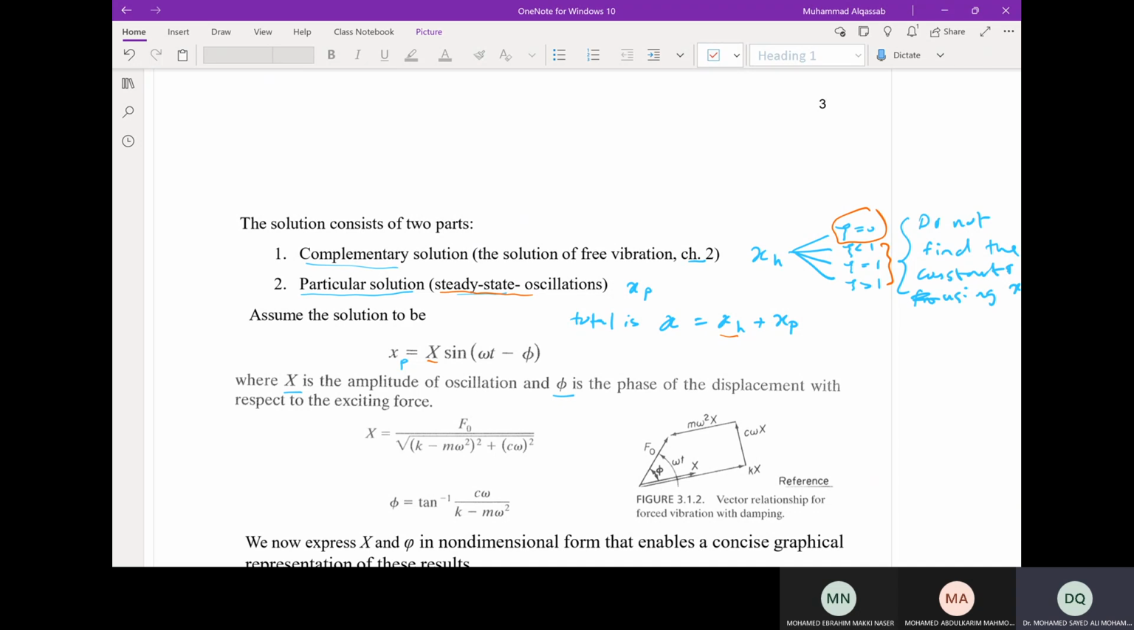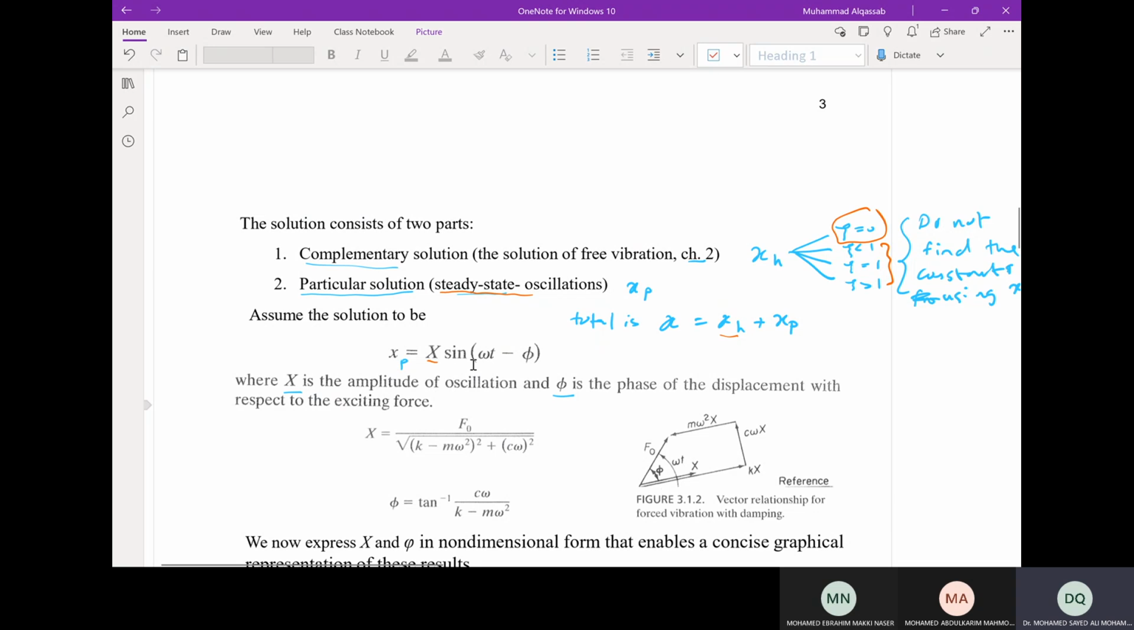Now XH depends on the value of zeta, and there are four possibilities: either zeta equal to 0, which is undamped, or zeta less than 1, which is underdamped, or zeta equal to 1, critically damped, or zeta greater than 1, which is overdamped. And the solution, of course, is done in chapter 2, but we don't proceed with finding the constant. We don't apply the initial conditions on the homogeneous solution here, only on the total solution.